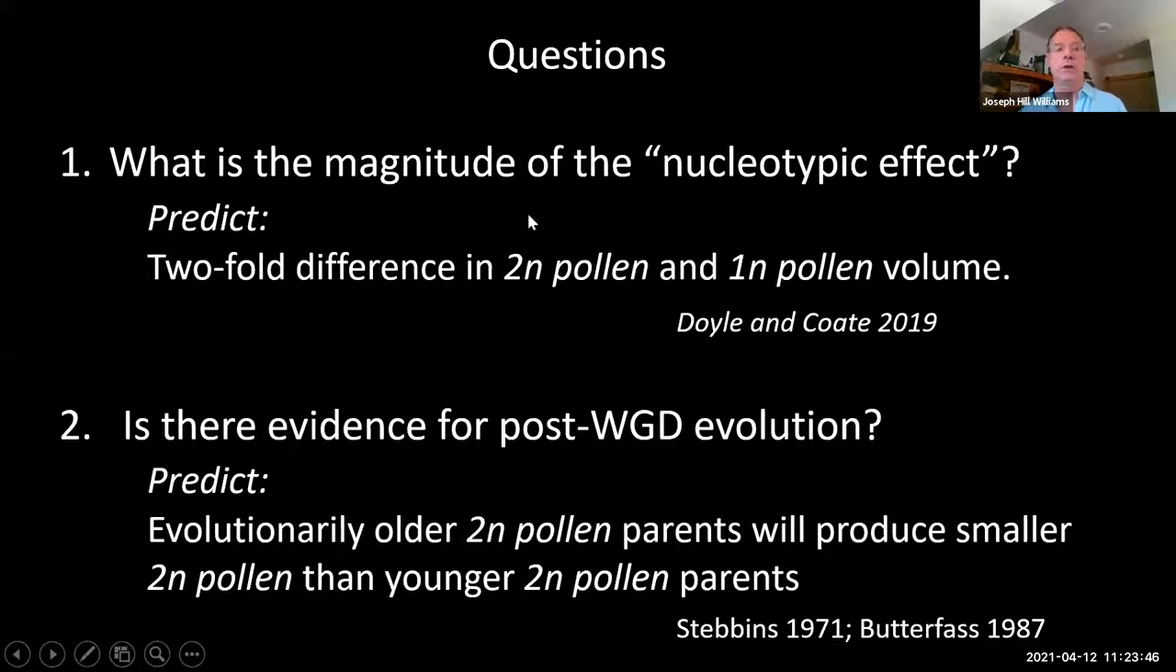So the questions then are: what is the magnitude of the nucleotypic effect, which predicts a twofold difference in volume of 2n pollen versus 1n pollen? And the second question is, is there evidence for post-WGD evolution? That would be by taking evolutionarily young 2n pollen and comparing it to evolutionarily old 2n pollen. And you predict that the older 2n pollen would have been affected by subsequent evolution.